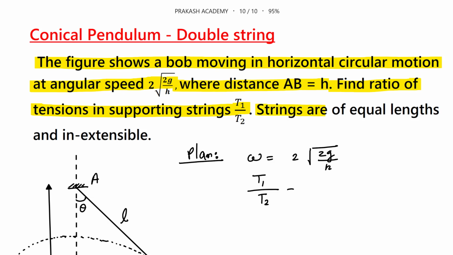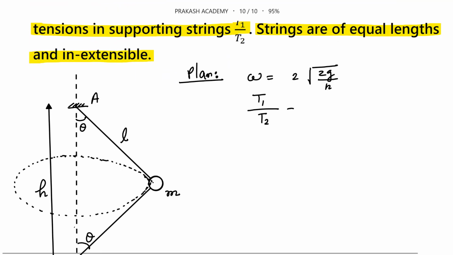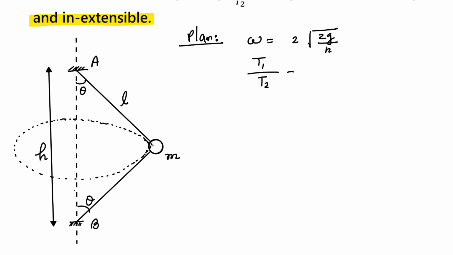It is also given that the strings are of equal lengths and these strings are inextensible. So let us plan how we will solve this problem. What are the things that have been given? This point is point A and this point is point B, and this length is equal to h. And the length of the strings is also given, that is L, and both the strings have equal length. So this length is L and this is also of length L.